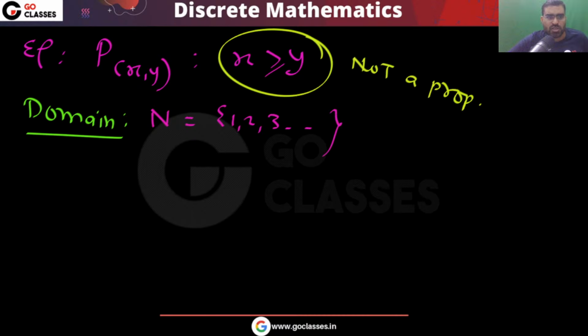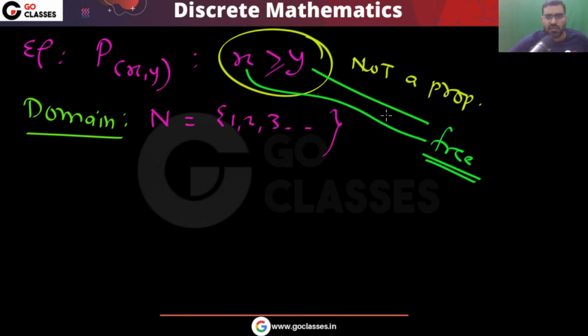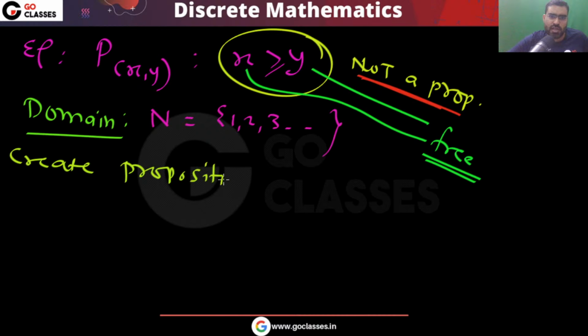Why is this not a proposition? Because these are free variables. The reason is simple: these are free variables, so this is not a proposition. Now what can you do? There are many ways to create a proposition. How can you create a proposition?